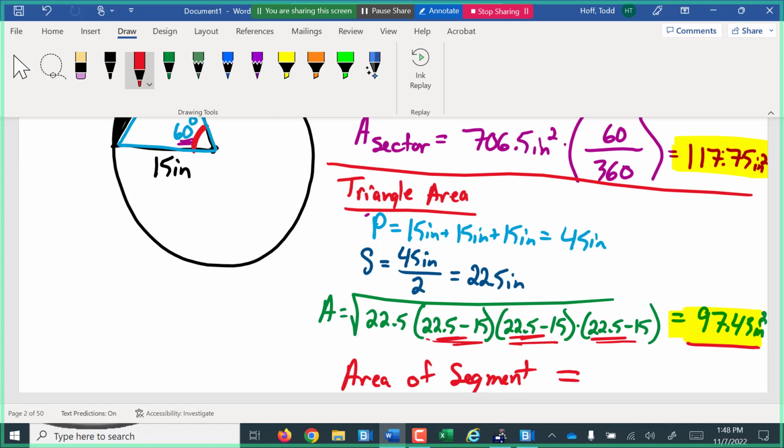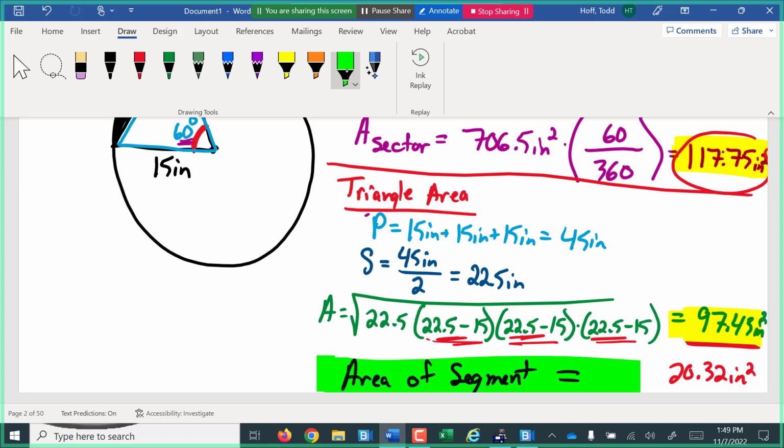Okay, so anyway, to get the area of our segment then, we're simply going to take our sector area, 117.75, minus the area of our triangle, 97.43, and we get 20.32 square inches is the area of that segment.